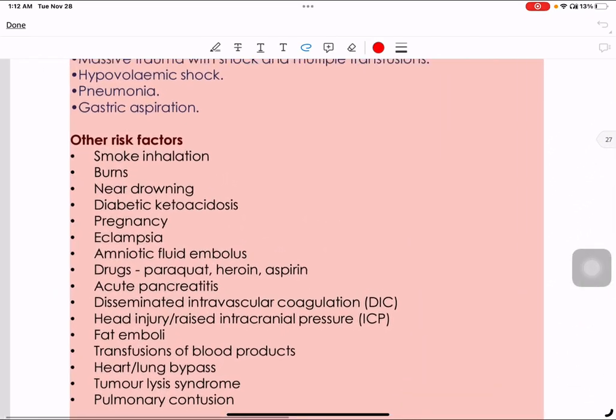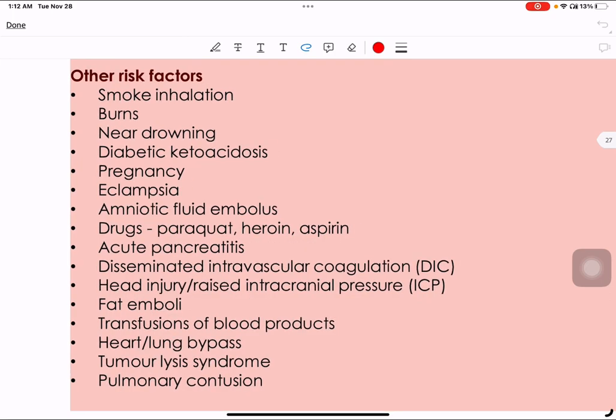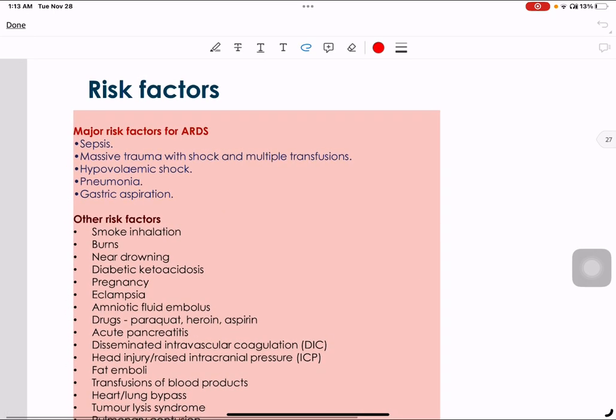So what are the risk factors of acute respiratory distress syndrome? Like smoke inhalation, burns, near drowning, diabetic ketoacidosis, pregnancy, eclampsia, amniotic fluid embolus, paraquat, heroin, aspirin, acute pancreatitis, disseminated intravascular coagulation, head injury, raised intracranial pressure, fat emboli, transfusion of blood products, heart and lung bypass, tumor lysis syndrome, pulmonary contusion. So these are the risk factors that can lead to sudden onset of acute respiratory distress syndrome.